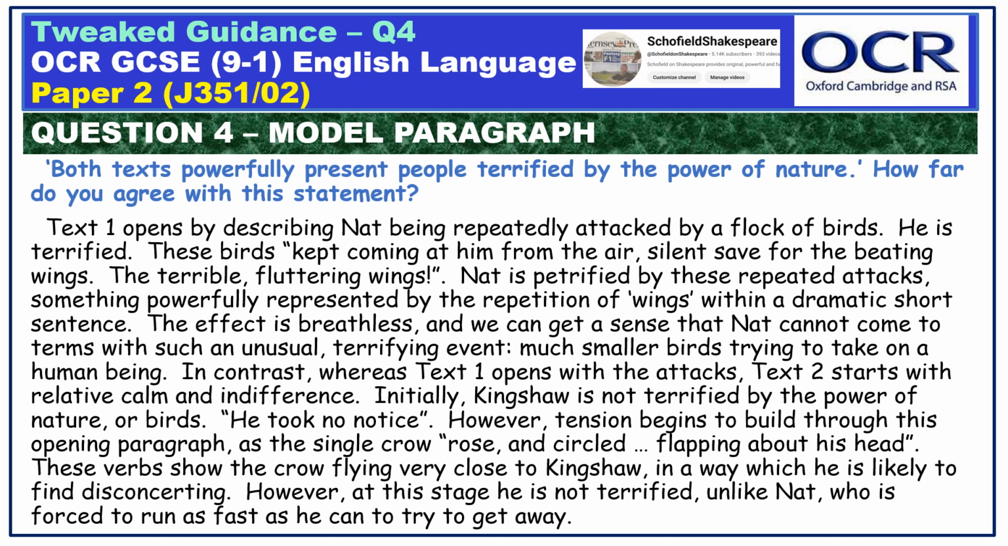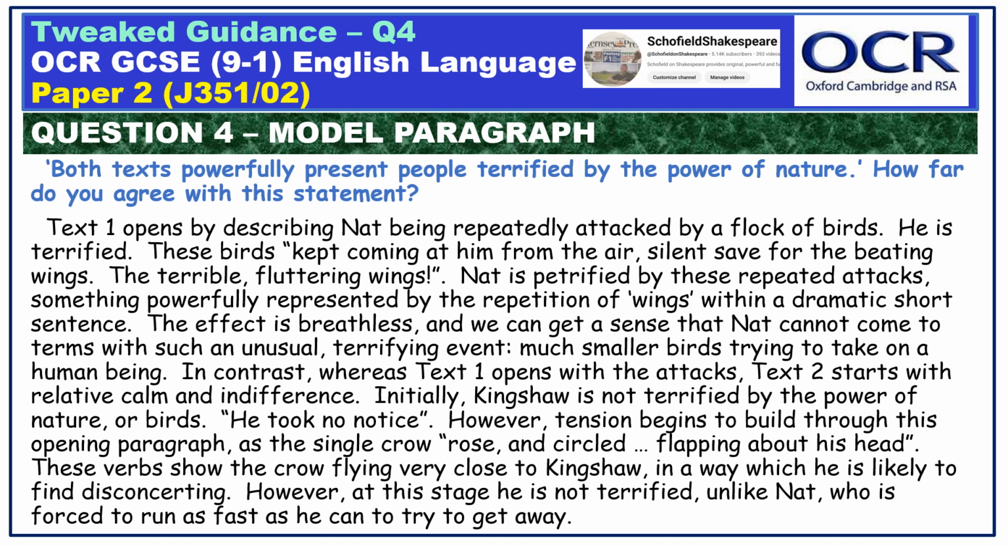Text 1 opens by describing Nat being repeatedly attacked by a flock of birds. He is terrified. "These birds kept coming at him from the air, silent save for the beating wings, the terrible fluttering wings." Nat is petrified by these repeated attacks, something powerfully represented by the repetition of wings within a dramatic short sentence. The effect is breathless, and we can get a sense that Nat cannot come to terms with such an unusual, terrifying event. Much smaller birds trying to take on a human being.